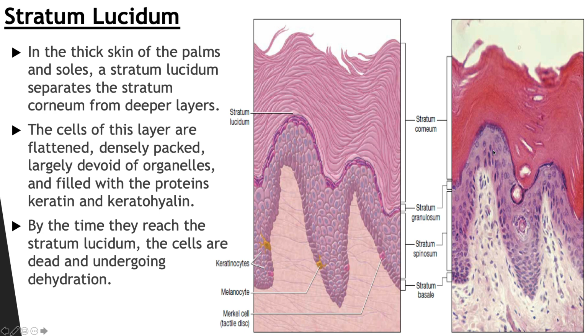Moving on, we go to the stratum lucidum. It's the thick skin of the palms and the soles that have a stratum lucidum. In the other areas, it's not technically there. And this separates the stratum corneum from the deeper layers beneath it. And the cells of this layer are flattened and densely packed, large. They lack organelles, and they're filled with proteins called keratin and kerathiolin.